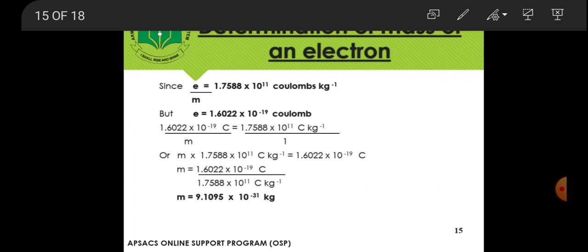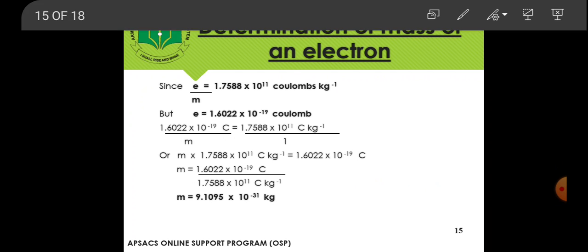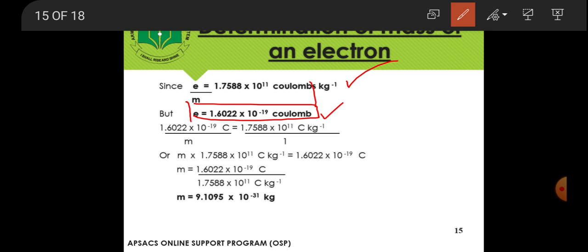Yes friends, so let's determine the mass of an electron. Students, now we know that the value of charge to mass ratio of electron is 1.7588 × 10^11 coulombs per kg. The value of charge of electron is 1.6022 × 10^-19 coulomb. We will insert the value of charge in this equation. Now e/m is equal to 1.7588 × 10^11 coulombs per kg.